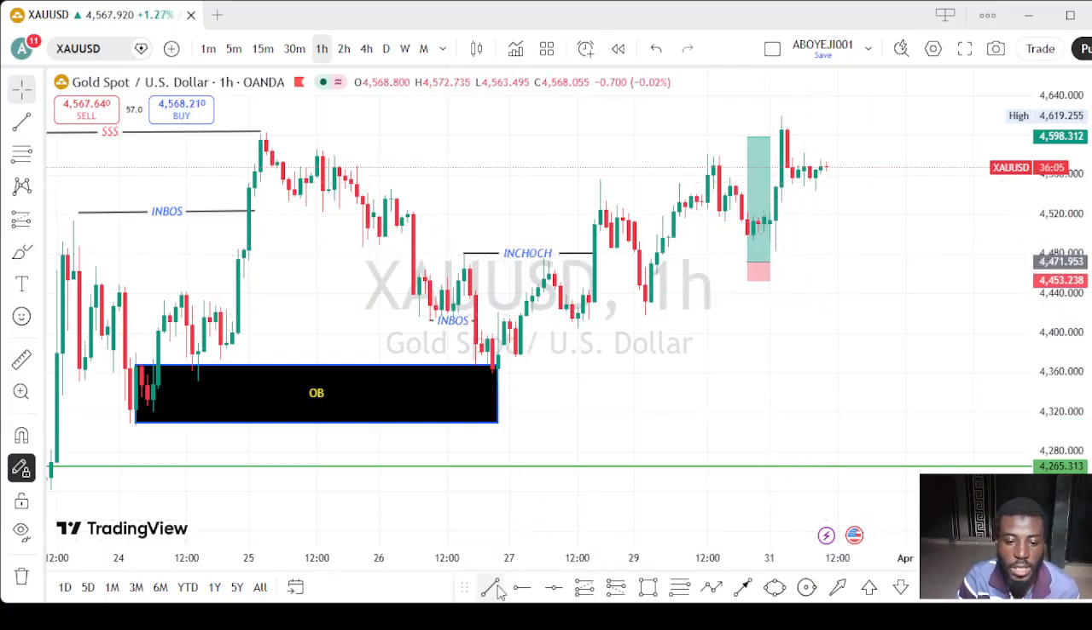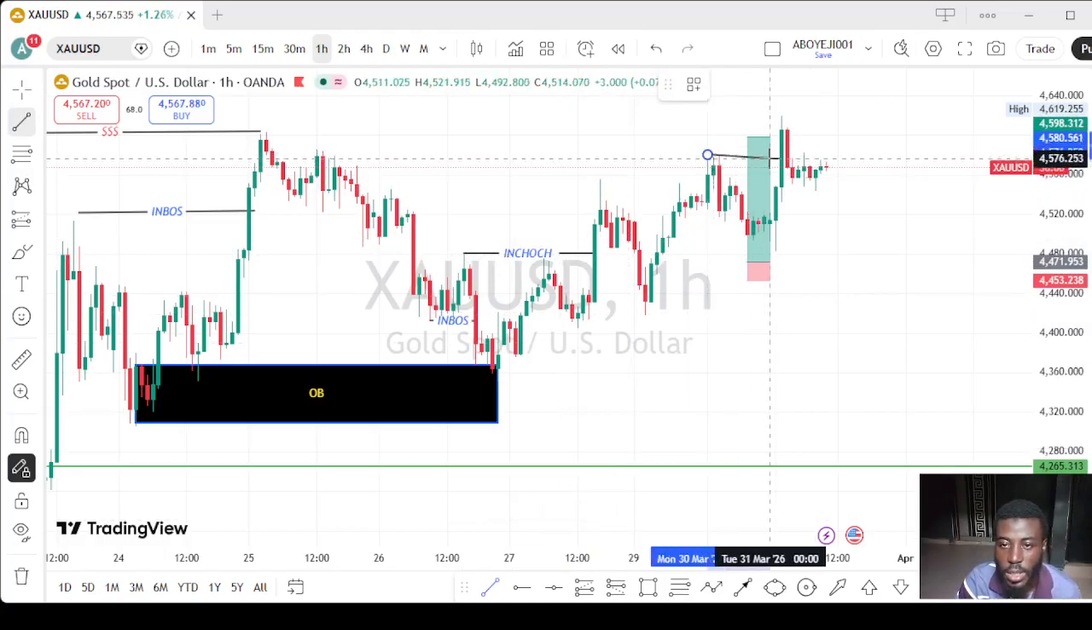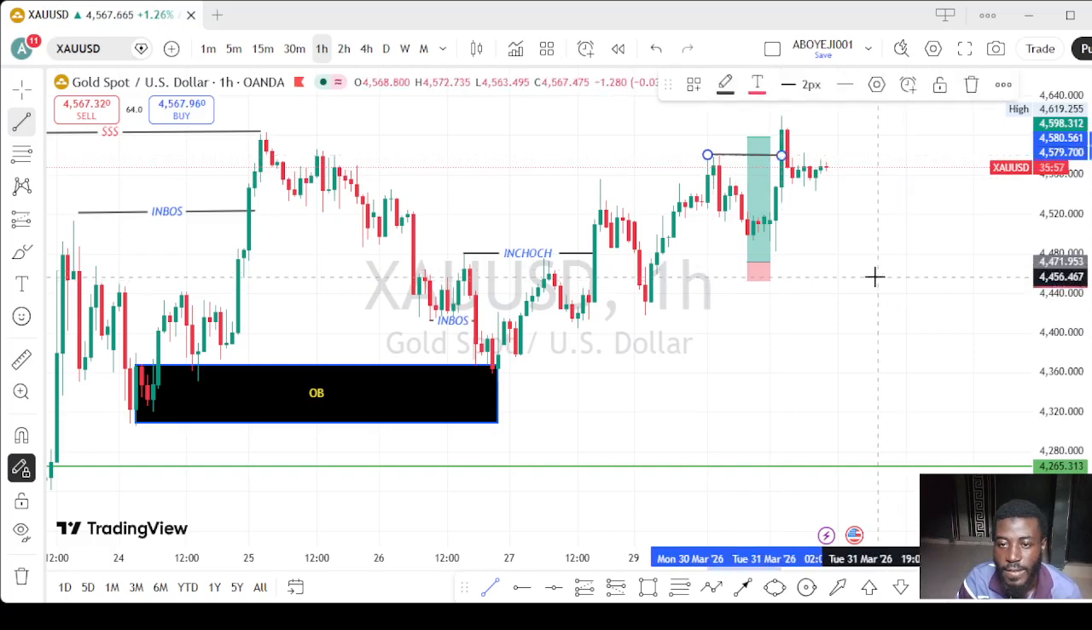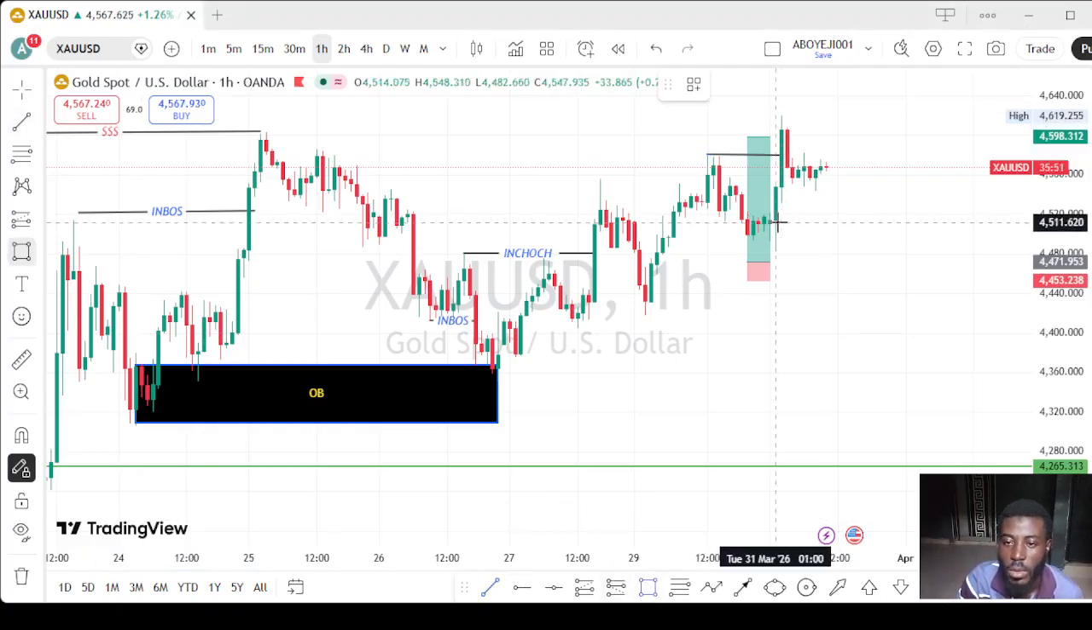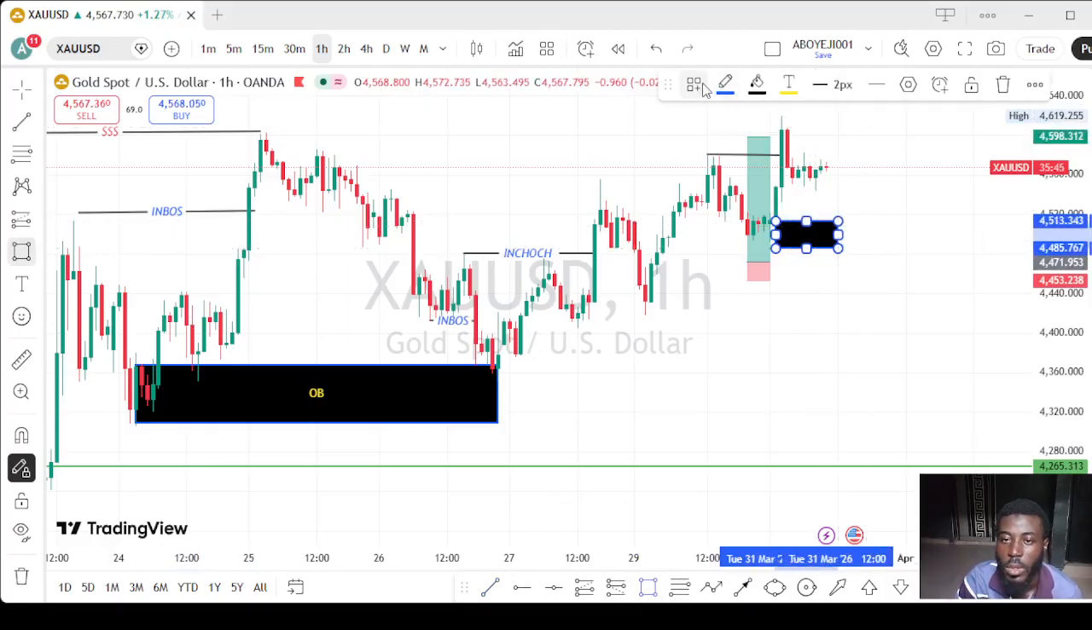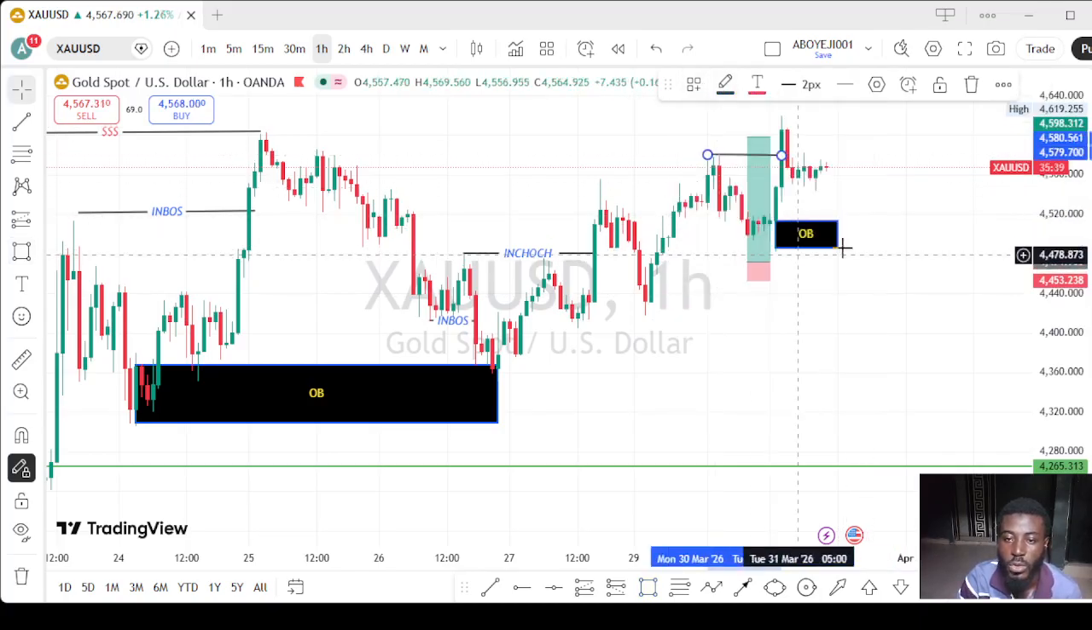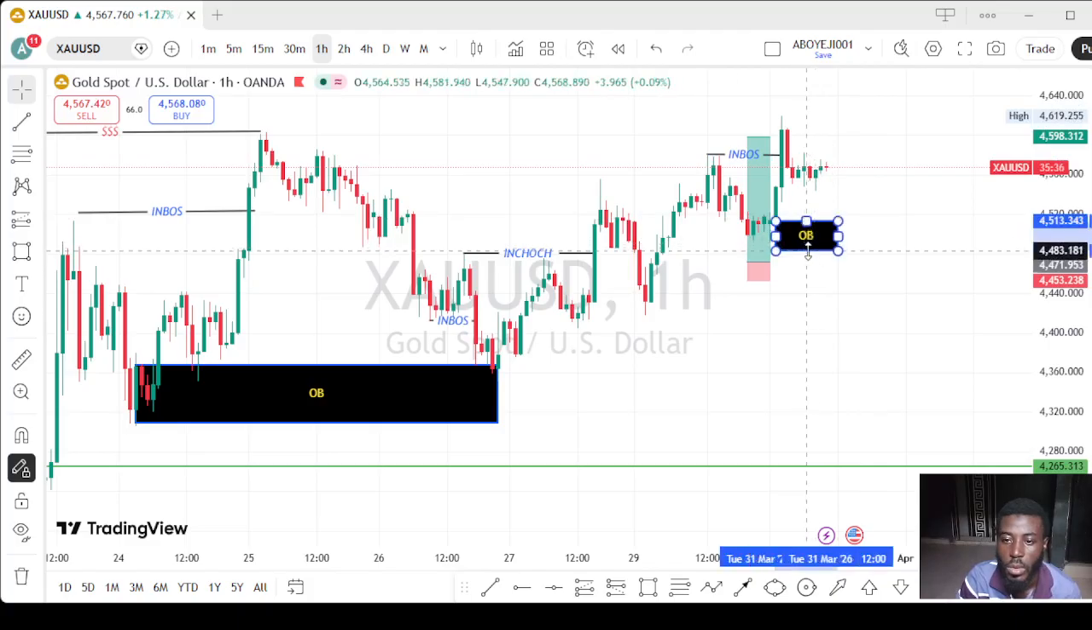So what's next? This is the recent trend the market gave us, and this is the break of structure. This is the order block, and this is the internal break of structure. So we are having an opportunity here.